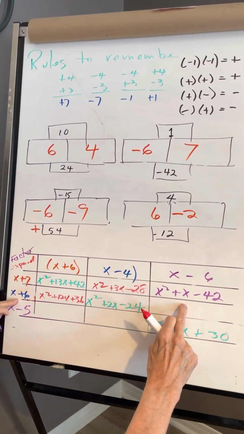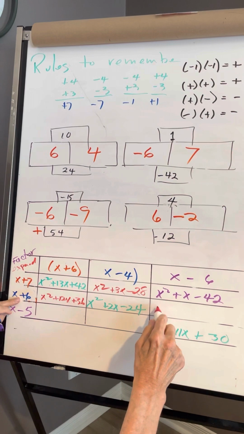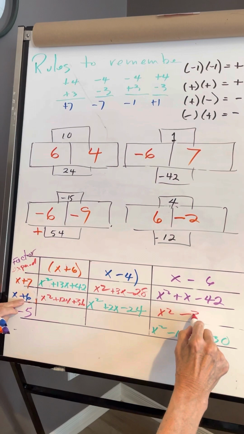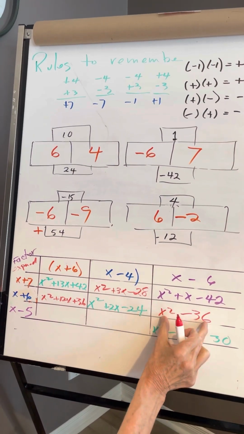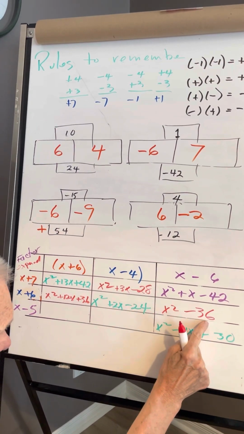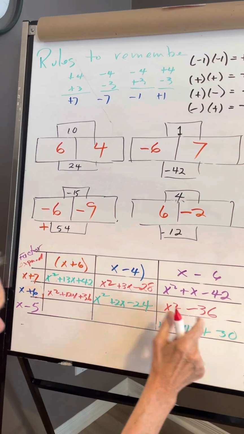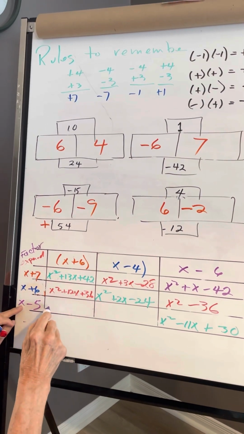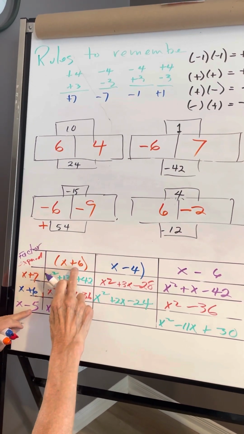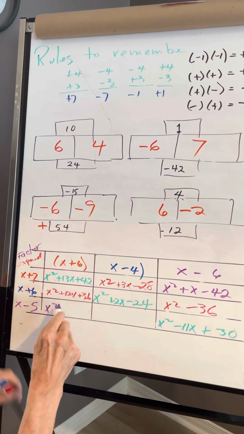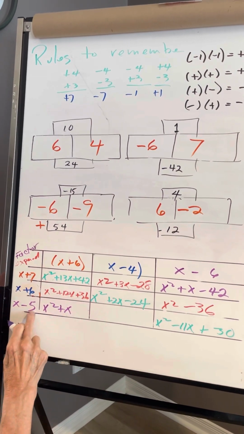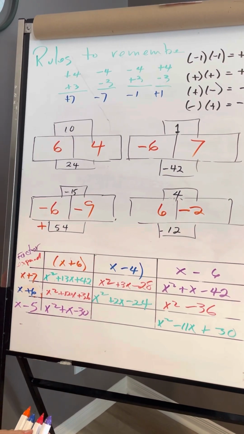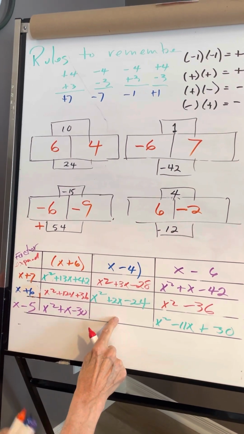Let's do this one over here. 6 and 6, x times x is x squared. Plus and minus 6 is 0, minus 36. This is a difference of two squares. X times x and 6 times 6. A difference of two squares. Okay. This combination over here, x times x is x squared. Minus 5 and plus 6 is plus 1x. And 6 times 5 is negative 30. One negative, keep it.